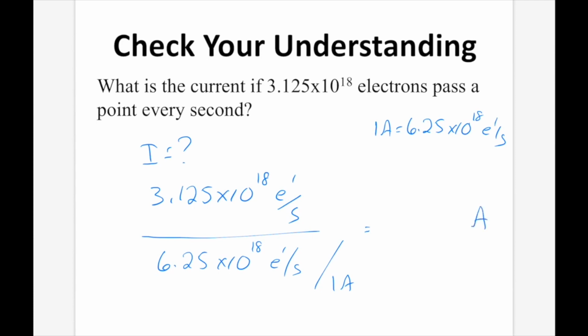Now, a bit of a trick you can do, since they're both times 10 to the 18, you can actually get rid of the times 10 to the 18 in this case. If one was times 10 to the 19, you wouldn't want to do that. You'd have to do some other math manipulation. But in this case, since they're both times 10 to the 18, you can just get rid of both. And when you divide those two out, you get 0.5 amps, which makes sense, since 3.125 times 10 to the 18 is half of what 1 amp requires, it's 0.5 amps. And that concludes our lesson on electricity and current.